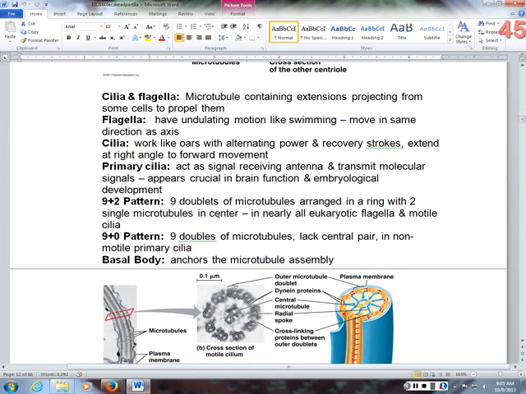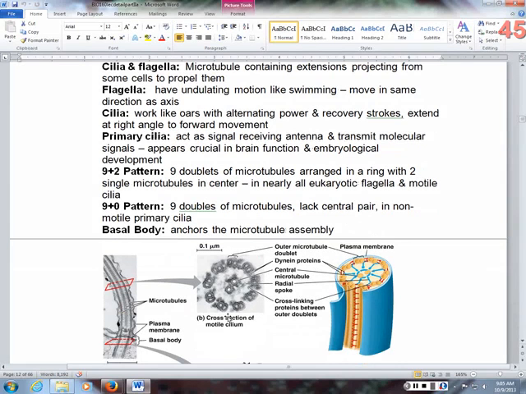They're going to be in what we call a 9+2 pattern in there that you're going to see in nearly all of the eukaryotic flagella and motile cilia in there. It means you've got 9 doublets of microtubules arranged in a ring with 2 single microtubules in the center. And this picture here shows it where you've got a doublet, a doublet, a doublet, a doublet, same thing all the way around, and then you've got 2 in the center.